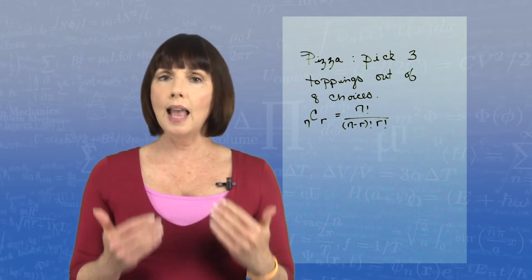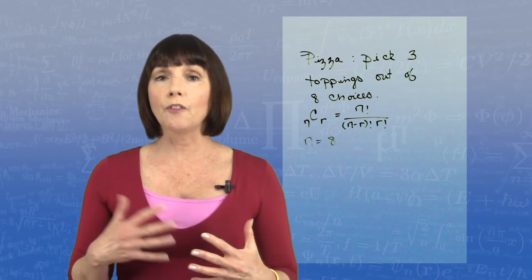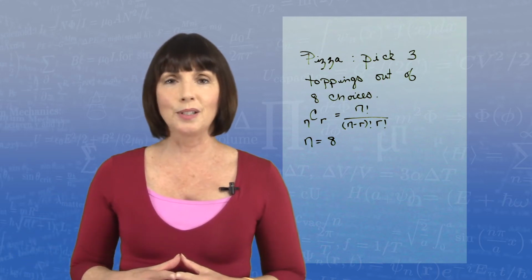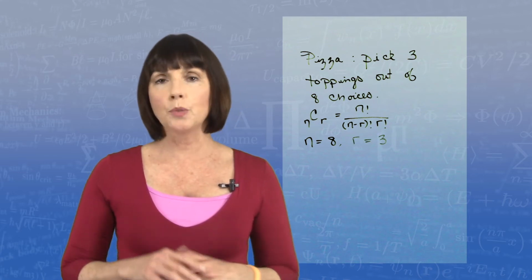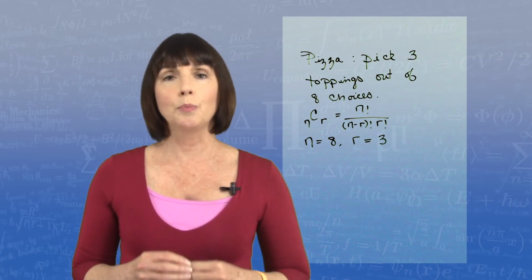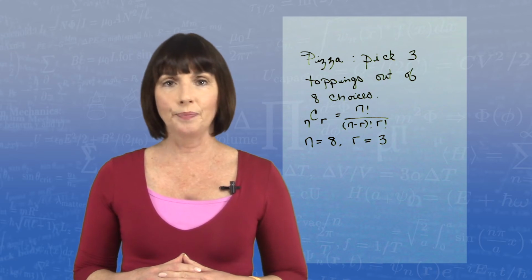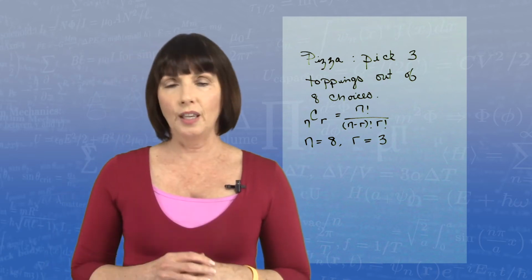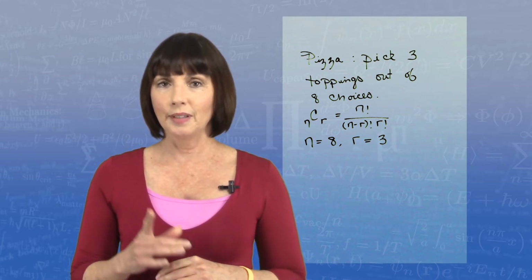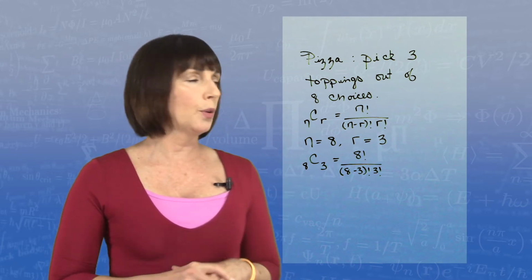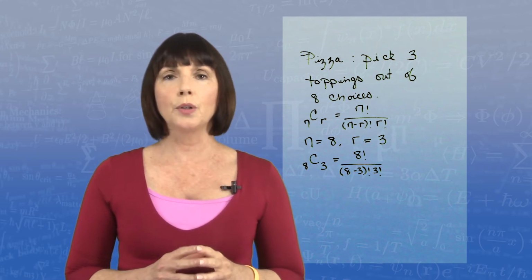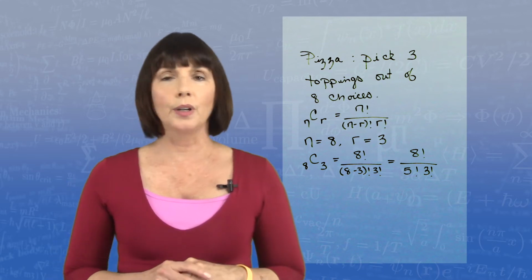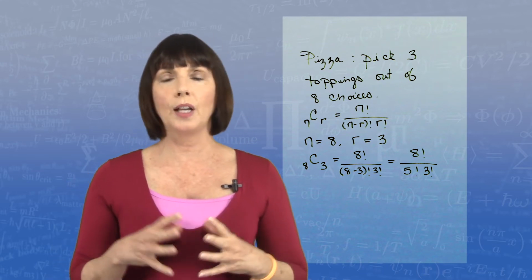Now in this case, N, the number of things we're choosing from, is 8. There's 8 possible pizza toppings to choose. And R, the number of things we're choosing, is 3. We get to pick 3 toppings for our pizza. So what we've got then is the number of combinations of 8 things taken 3 at a time. And that's equal to 8 factorial over quantity 8 minus 3 factorial times 3 factorial. That's equal to 8 factorial over 5 factorial times 3 factorial.